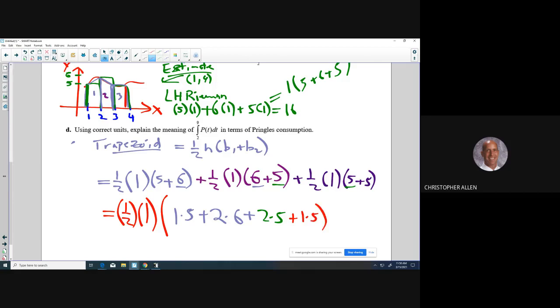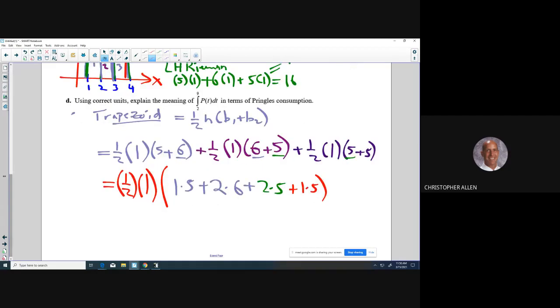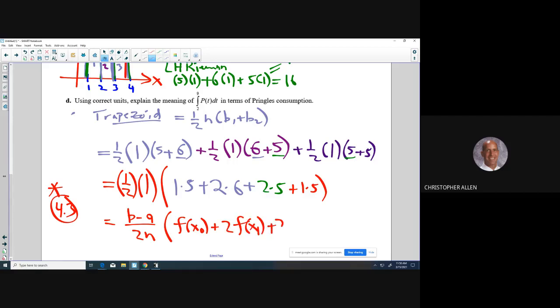Now, before I get my final answer here, I'm going to write the formula, which, by the way, is in section 4.3, in case you're like, Mr. Allen, I don't understand what you're saying. And here's the formula. B minus A over 2 times N, quantity F of the first one, plus 2 times F of the second one, plus 2 times F of the next one, and so on, plus F of X of N times 1 time.